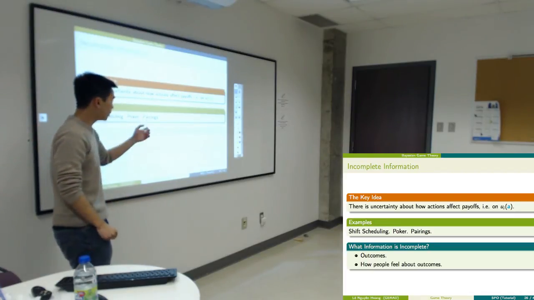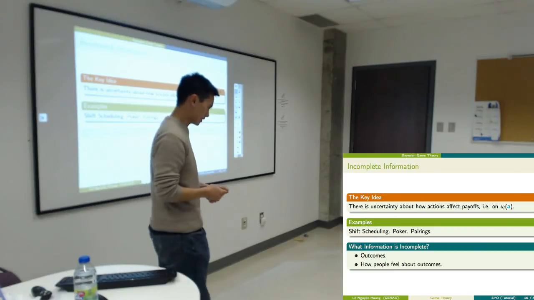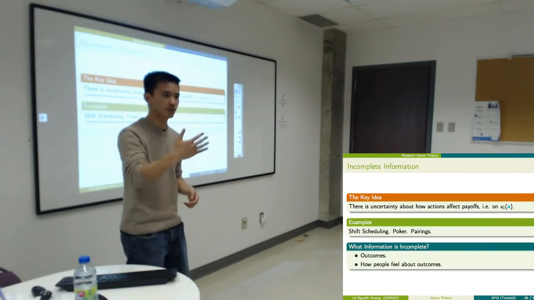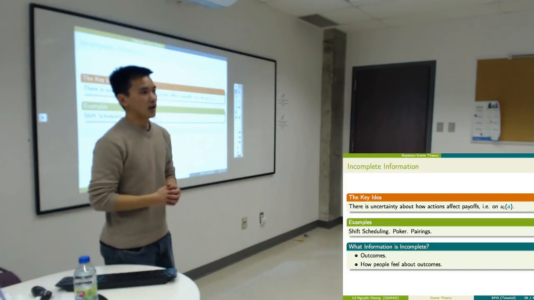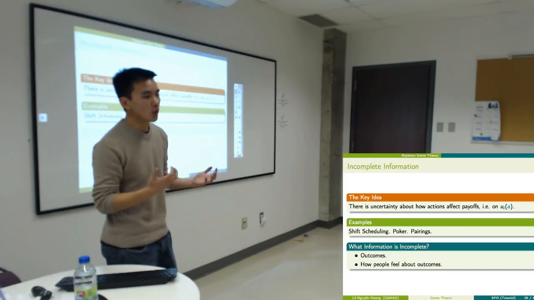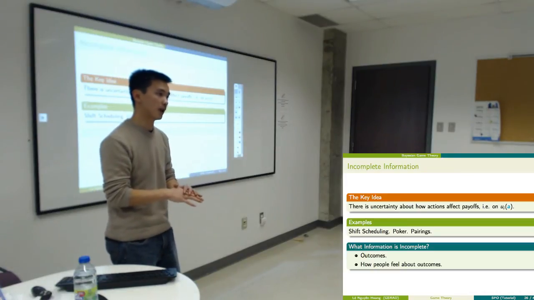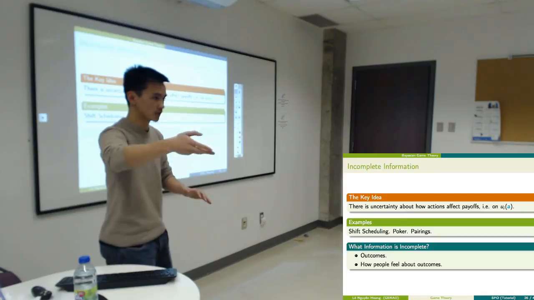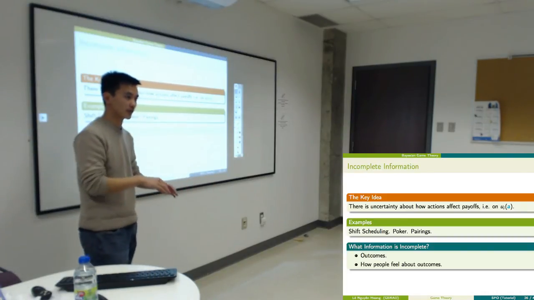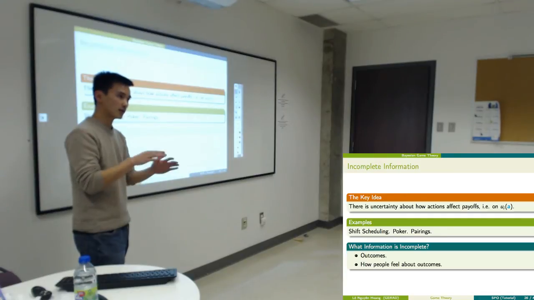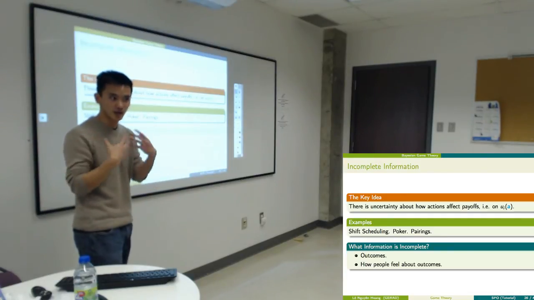Okay? Another example is poker. In poker, you have uncertainty because the actions of a player are whether to fold, raise or call. But even if you know all the actions, you still don't know if you're going to win money because it depends on the cards that people have, if it goes to people showing the hands. So it depends on some information that's not accessible to you.